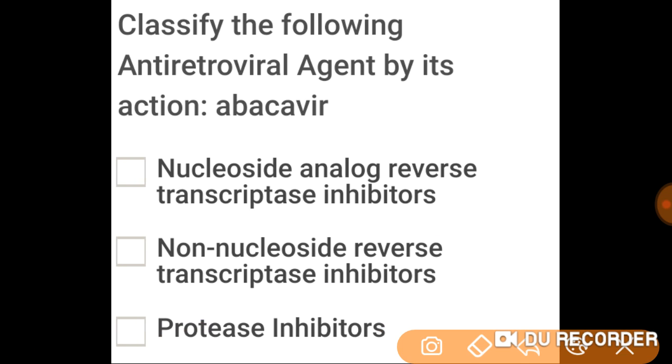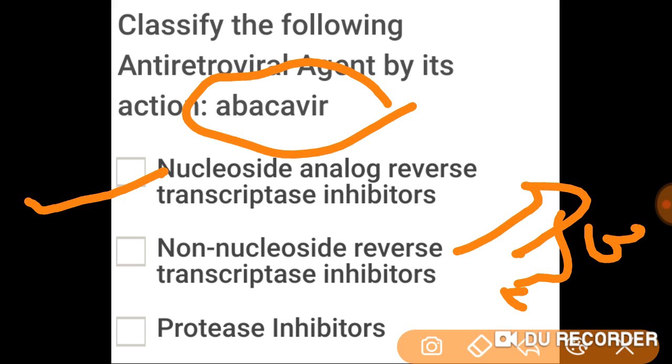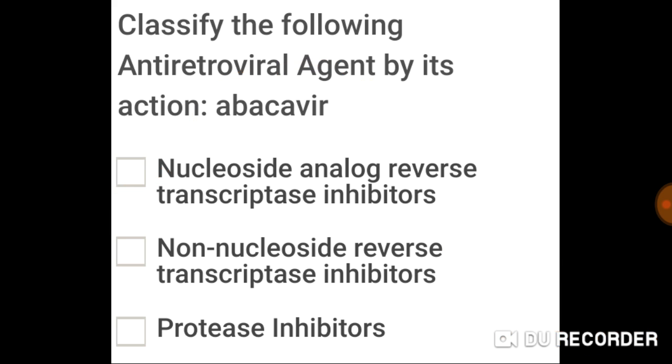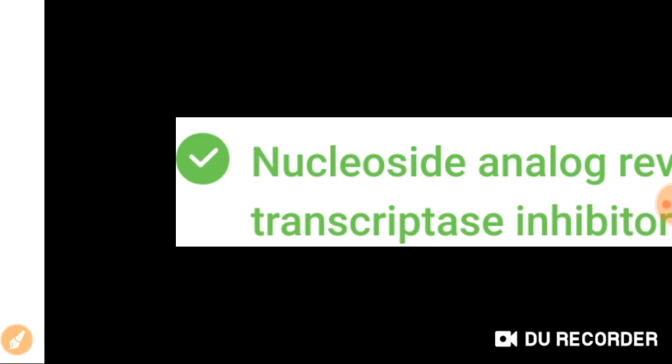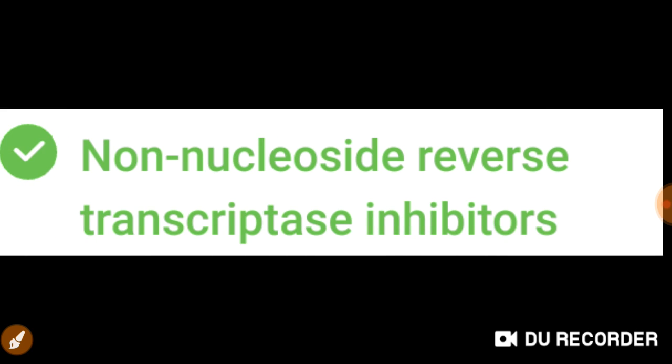Classify the following antiretroviral agent: abacavir. Abacavir is a nucleoside analog reverse transcriptase inhibitor. So why is it not a protease inhibitor? Protease inhibitors include navir at the last. Here there is no navir, and nucleosides include vir in the middle. Classify the following antiretroviral agent by its action: Epivir, that is a nucleoside analog reverse transcriptase inhibitor.